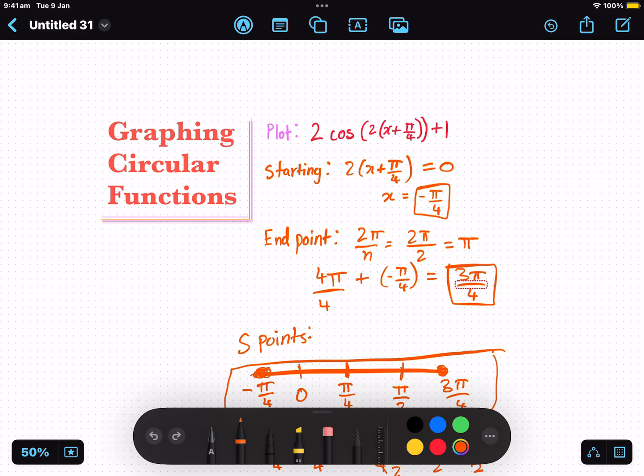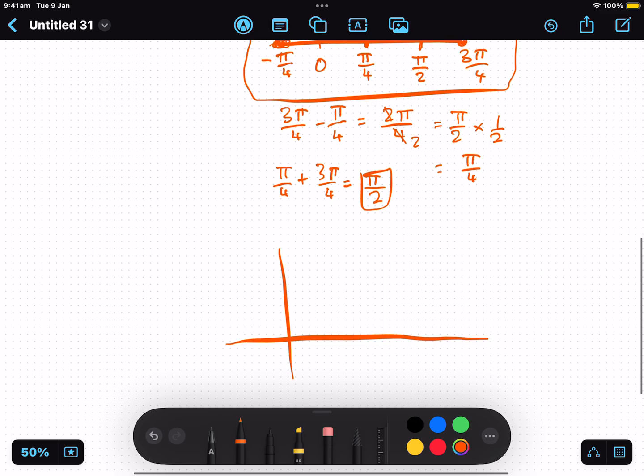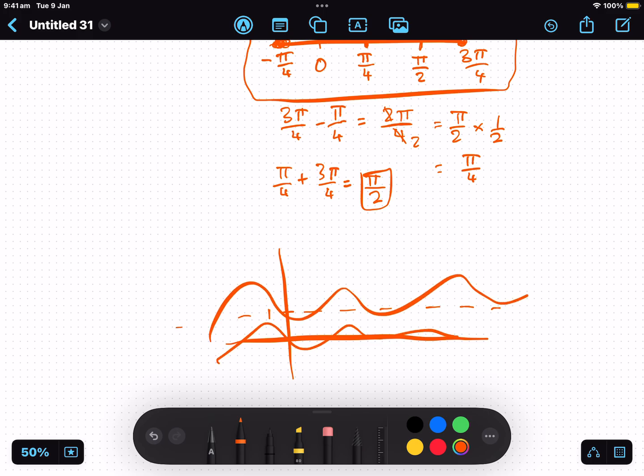We can see that this graph's center line is actually +1. So the graph would actually be like +1. So let's say this is now the center line. So this is where the wave will be, not here, right?